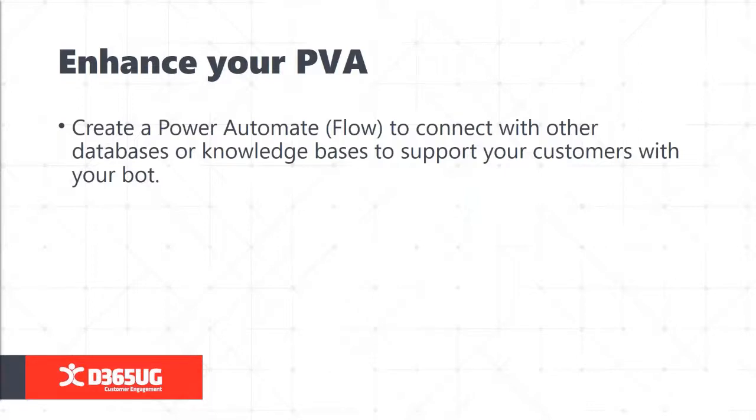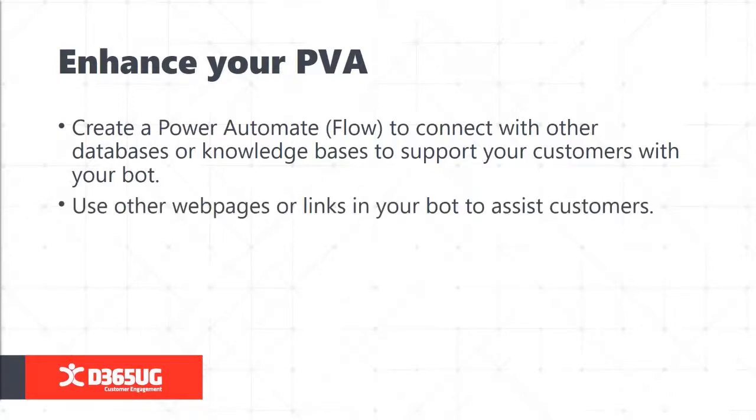So there's a lot of things you can do with Flow and Power Automate to connect your systems, or connect to some external system. You could maybe reference a web page, enter a link in there to an article to assist the customer.